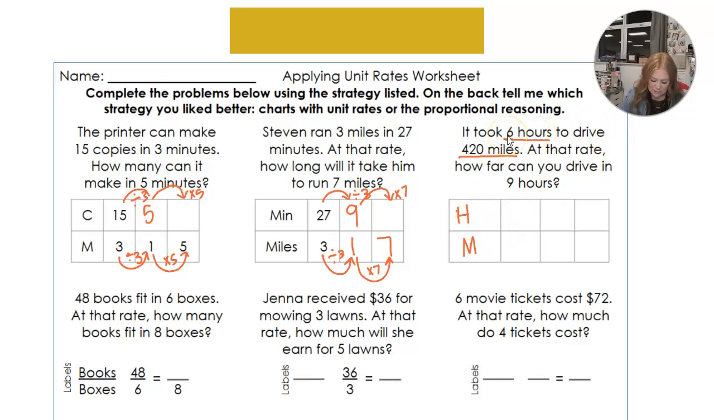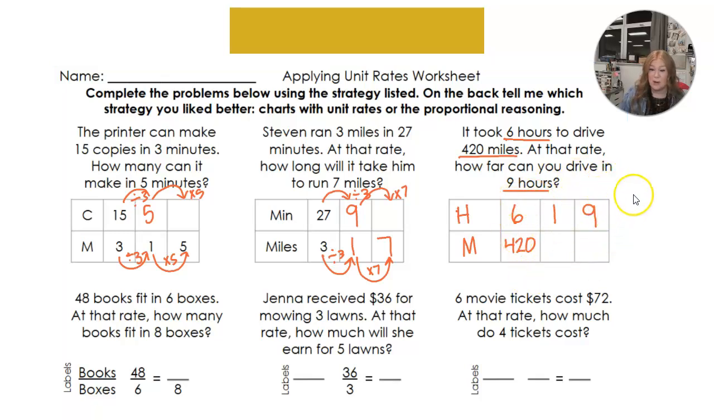So we have 6 hours. So we have hours on top. So 6 is on top. And that took us 420 miles. So miles is on the bottom. And at that rate, we're looking how far we can drive in 9 hours. So this is what we're looking for. We're going to put that all the way at the end. We have hours on top. So we're putting 9 on the top at the very end. And then in between, to get from 6 to 9, we're going to go to the 1. So this time we actually ended up with the 1 on top, and that's okay. We're going to do the same thing and then do it to the bottom.